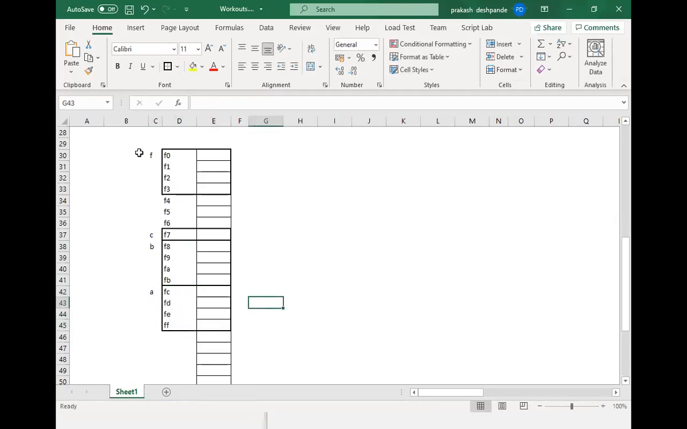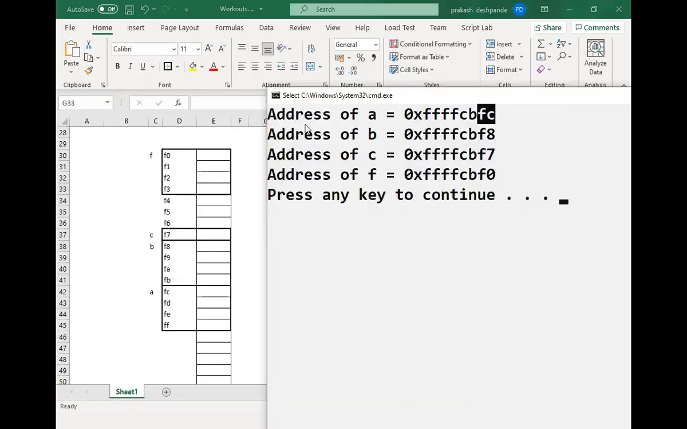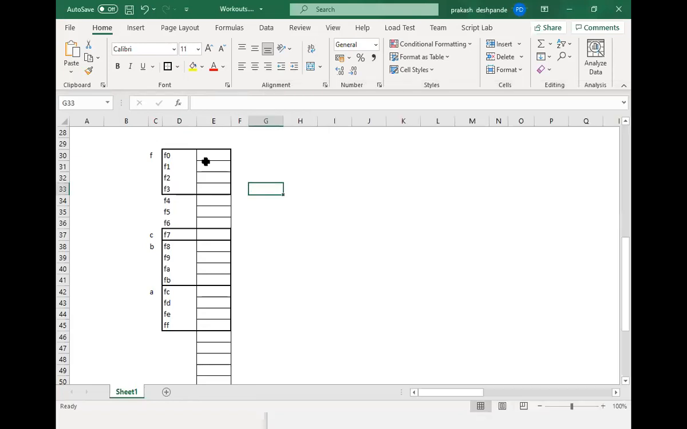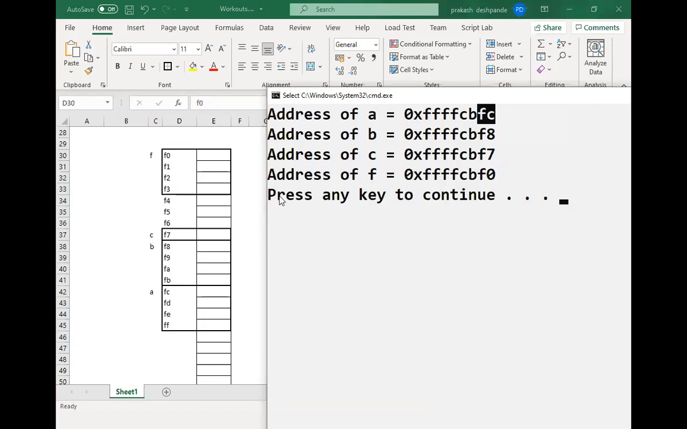Now, pictorially, I can demonstrate, or make you understand, how this looks in the computer memory. Whenever I declare the variables A, B, C, F in this particular program, the computer allocates the memory in this fashion. Are you following this? Is it understood? Yes, sir.